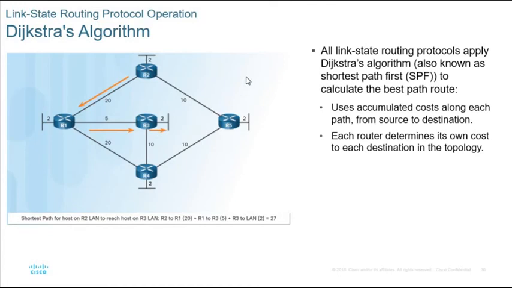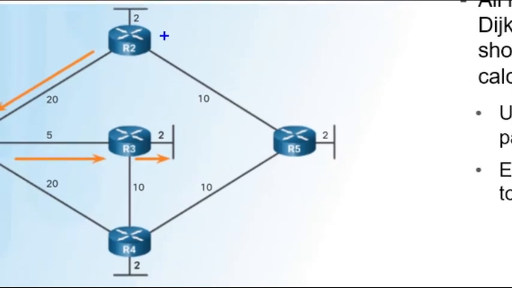So let's say the path here is coming from R2 to reach the R3 LAN. So this would be our source. Let me zoom in on this one. All right, so this will be our source right here, and then our destination is the R3 LAN, this one right here. So this will be our destination.